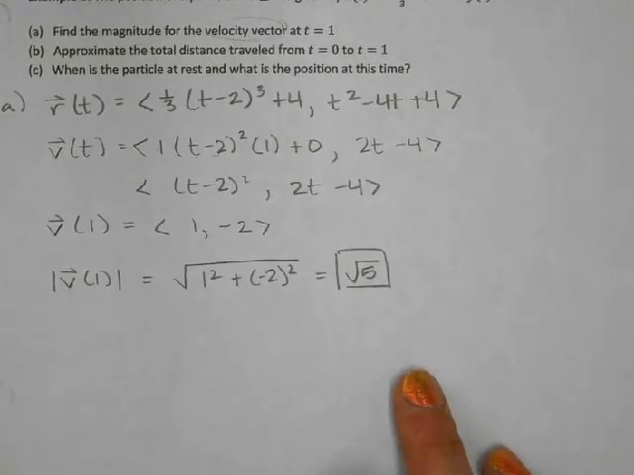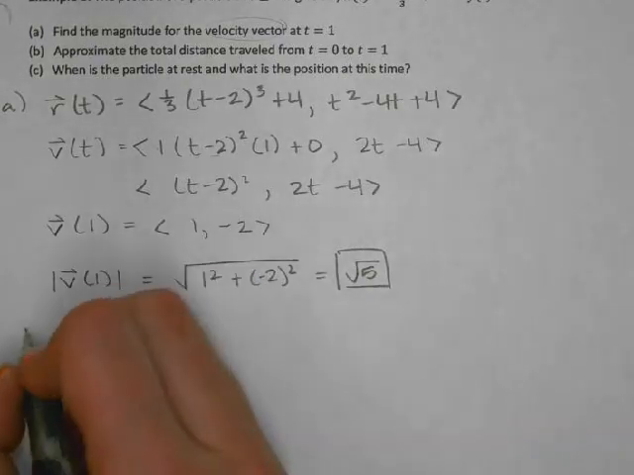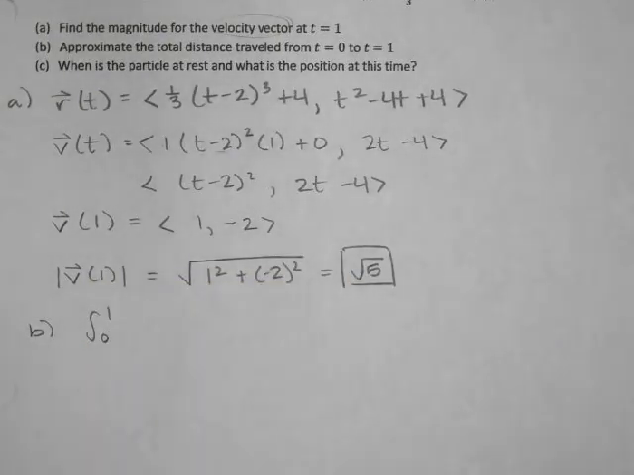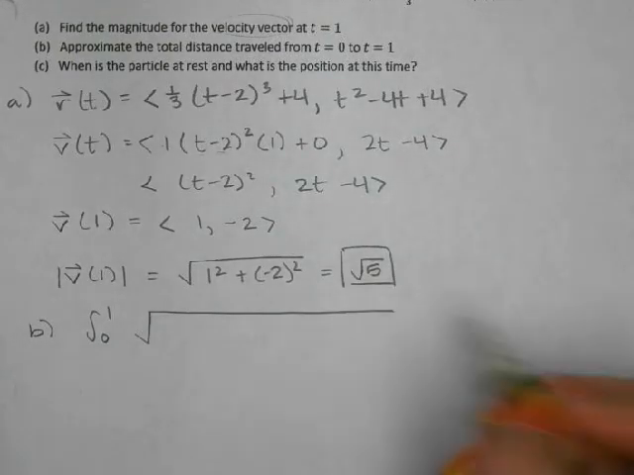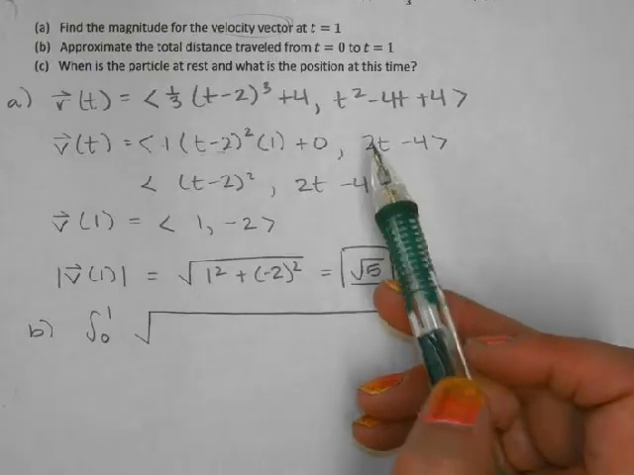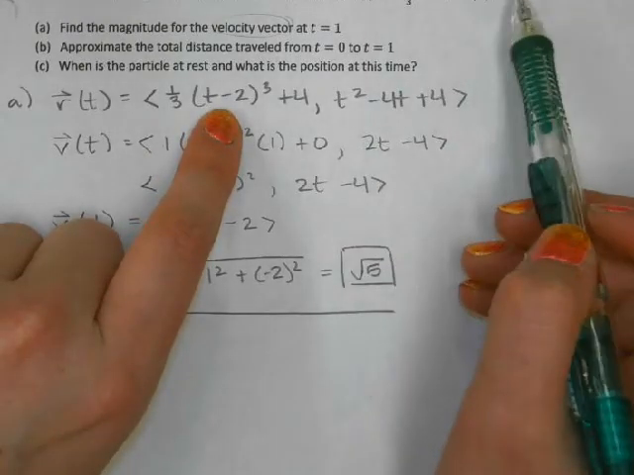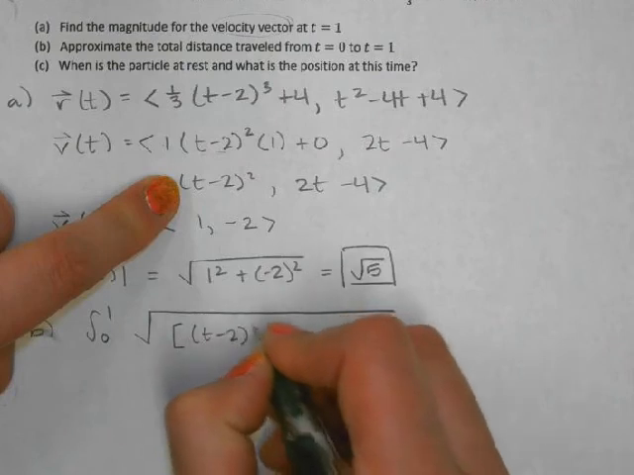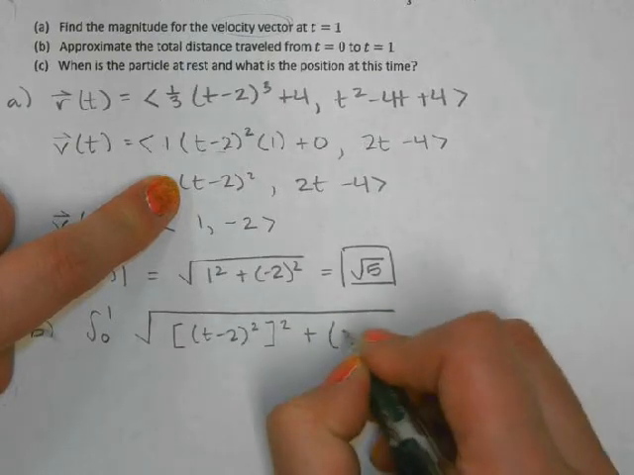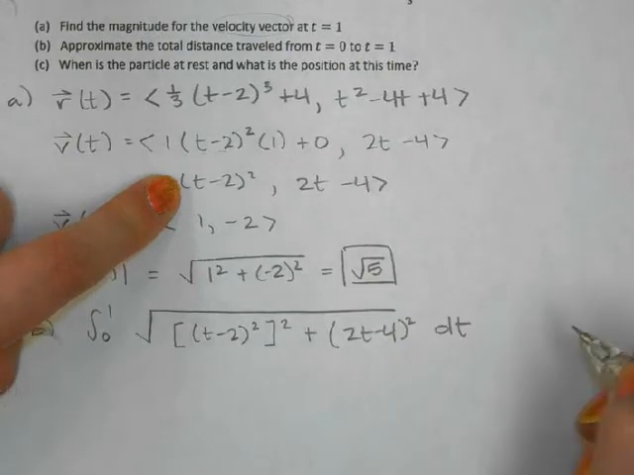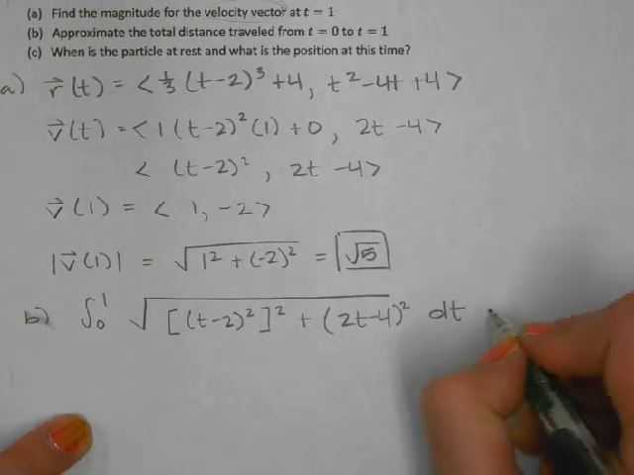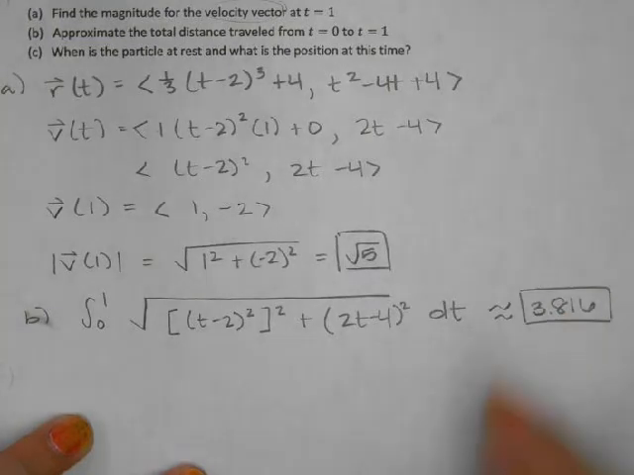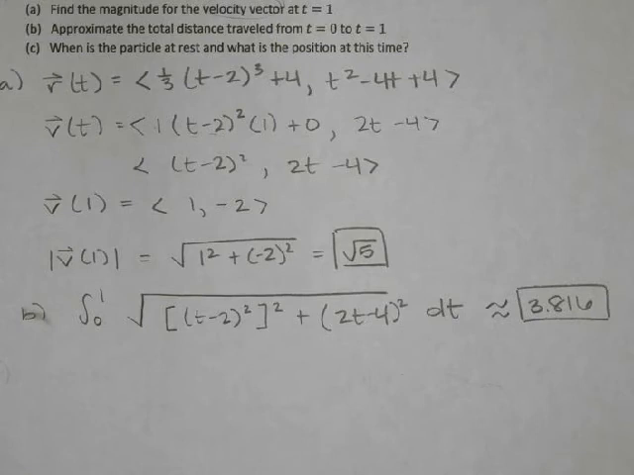Now it says to approximate the total distance traveled from t is 0 to t is 1. And so the total distance traveled, as we said, is arc length. So the integral from 0 to 1 of, and you use the derivative of x of t and the derivative of y of t, and we already found those. They were these two things right here. So I'm going to say it's the square root of (t minus 2) squared plus (2t minus 4) squared dt. And if you plug that into your calculator, you find that the total distance traveled is 3.816 units, however many, they didn't say anything in the problem about what the units are for this problem.